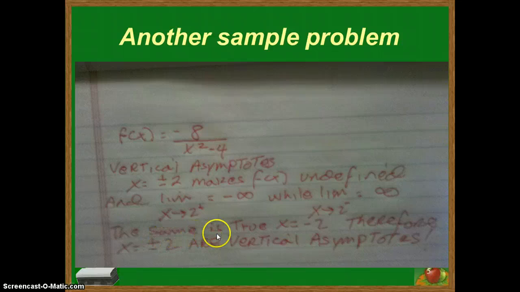The same would be true, and you can try this on your own, when I take x equals negative 2 and approach it from the left and the right. So we would say that x equals plus 2 and x equals minus 2 would be vertical asymptotes. If you graph this function, you'll see that there's like a U in between negative 2 and 2, and then the function approaches negative infinity on either end. Graph it and check it.